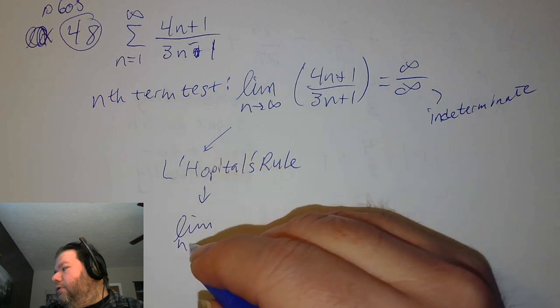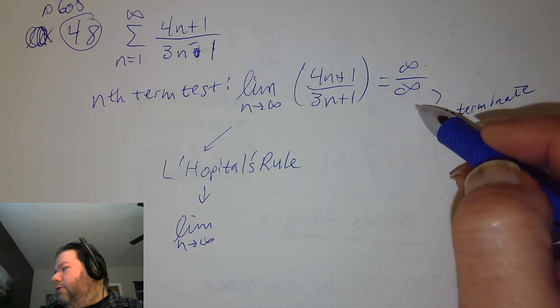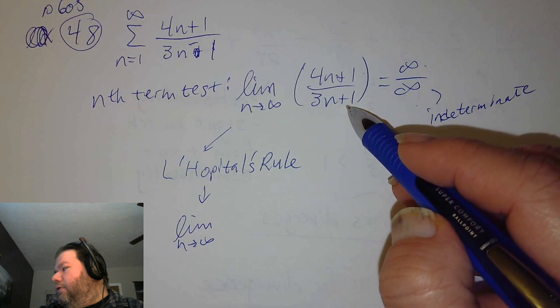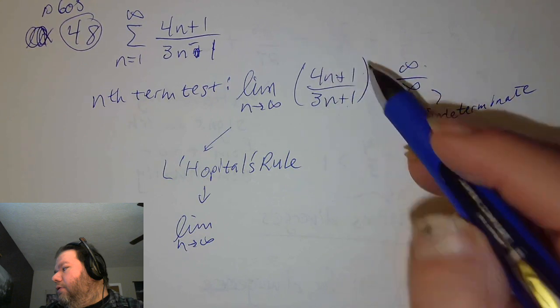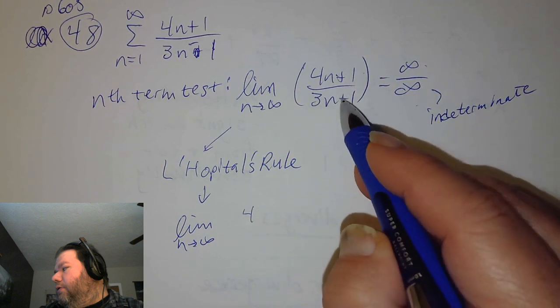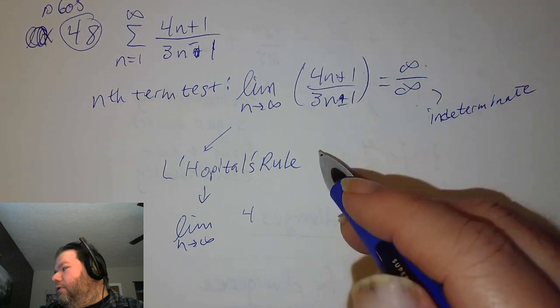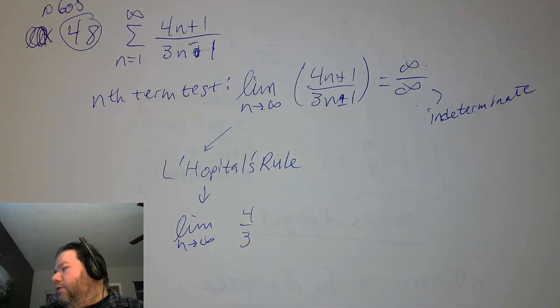Okay, so we have a limit as n goes to infinity. Now, the way L'Hopital's rule works, and I feel like we've used this fairly recently, but just to refresh, if we get infinity over infinity or 0 over 0, we can take the derivative of the top and the bottom of this fraction independently. That means we take the derivative of 4n plus 1, which is 4. We can take the derivative of 3n minus 1. I wrote it wrong the second time. But again, derivative of negative 1 is 0. The derivative of 3n minus 1 is 3, and so we end up with 4/3.